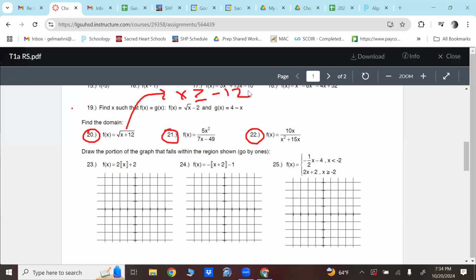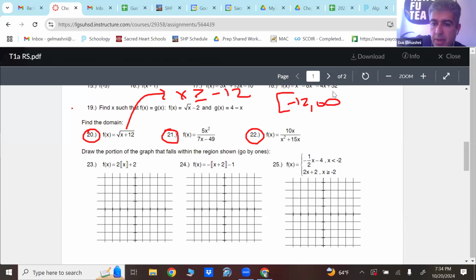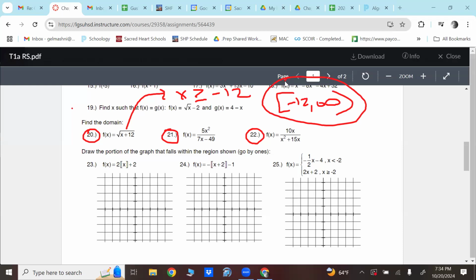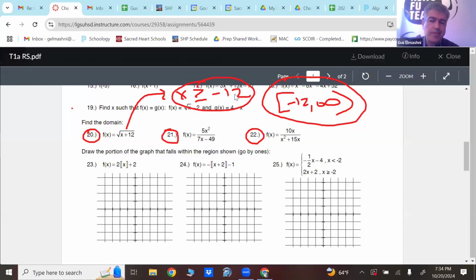Now, do you guys do interval notation? Not really. Okay, we should start talking about that eventually. Do you know what it means when you put a bracket? It means it doesn't go past -12, but it includes it. And then the infinity means it goes forever to the right. So either way is valid, but the trend is to write it in interval notation.